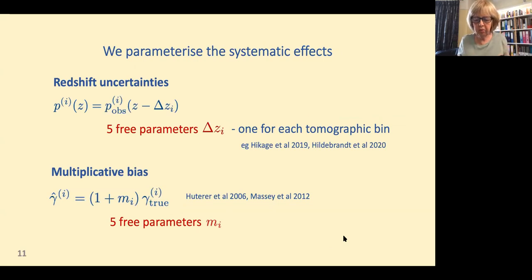Having decided on this methodology, we need to model the systematic effects. And again, we did this in very simple ways and standard ways, which have been used in other surveys. So for redshift uncertainties, we wrap up all the uncertainty into a single parameter per bin, which is actually the uncertainty in the peak of the redshift distribution in that bin. So we have 5 free parameters, 1 for each redshift bin. For multiplicative bias, we assume that the bias is independent between bins and uncorrelated. And again, that gives you 5 free parameters, 1 per bin.